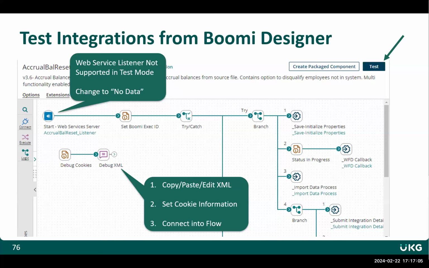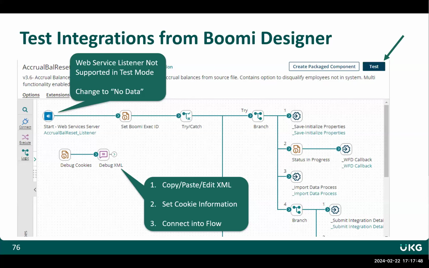So at a high level, that's the workaround, right? Change the start shape to a no data start shape, copy and paste the XML, edit the cookie information with variables, and then copy and paste a live cookie into the variables. And then it'll work fine. So if you've got some pretty good copy and paste skills, you can take any integration template and turn it into test mode ready in probably 2 minutes. But the first time you see this, it's probably going to look a little weird to you.